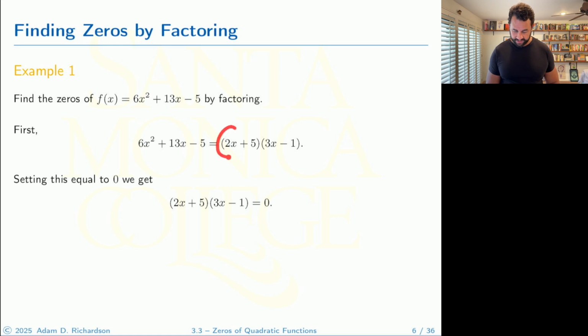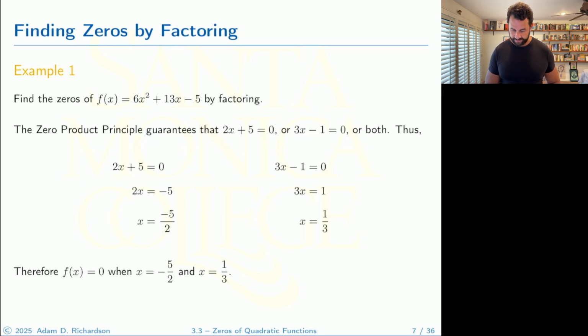So if we factor this expression like so, then we can set it equal to zero, and this is going to allow us to solve for x, right? Remember, this is why we like factoring, because it makes solving these types of equations really easy via the zero product property. So the zero product property or zero product principle guarantees that this equals zero or this equals zero or both, right? So we set each one of those factors equal to zero and then individually solve for x. And we have our two solutions. So f of x will equal zero when x is negative 5/2 and x is 1/3. And that's how you do it by factoring. Not too bad, right?